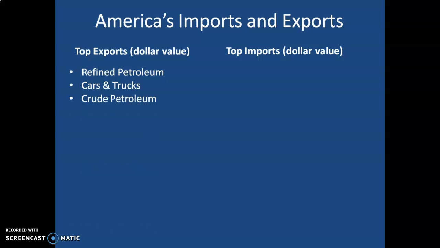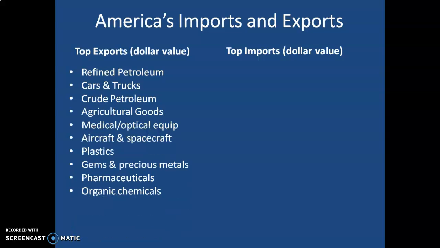Crude petroleum, crude oil, is now a major export for the United States. It wasn't until about 4 or 5 years ago, but in the last 3 to 5 years in particular, the amount of oil that we export, crude oil straight from the ground, has really grown a lot, and we are a major exporter now of crude oil. And here we can round out the top 10. Agricultural goods. The United States is a major producer of agricultural goods shipped all over the world. Medical and optical equipment, aircraft and spacecraft I already mentioned, and you can see the others that we are involved in exporting. Let's take a look at our imports.